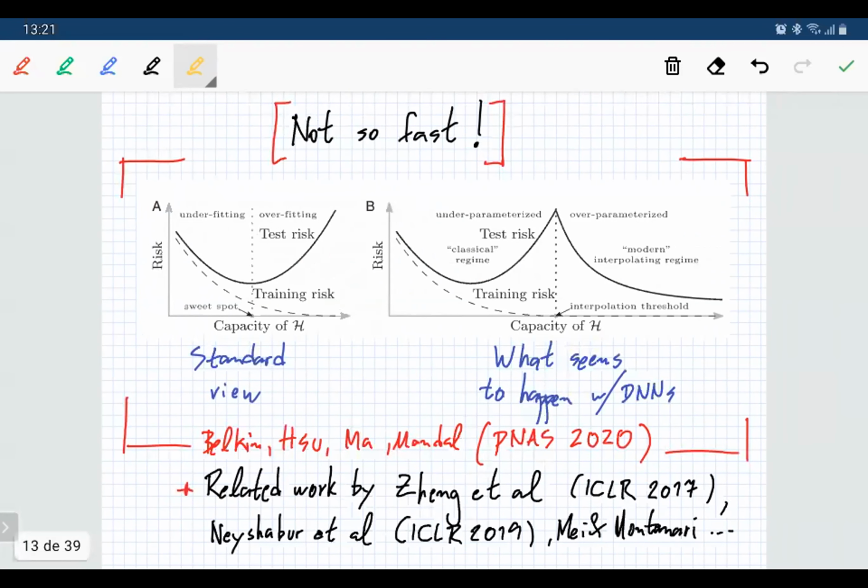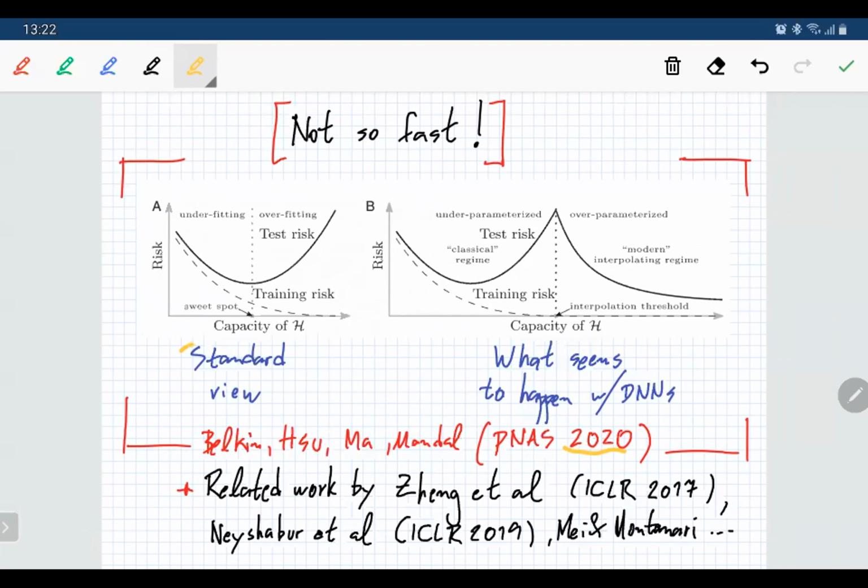But it turns out that, and this is a realization that's been coming in bits and pieces for the last few years, here I have a paper from 2020, but there is lots of previous work on this topic, perhaps this vision that the more complex you make the model, the harder it is to optimize and the more prone it is to overfitting is wrong. I mean, it seems to be wrong.